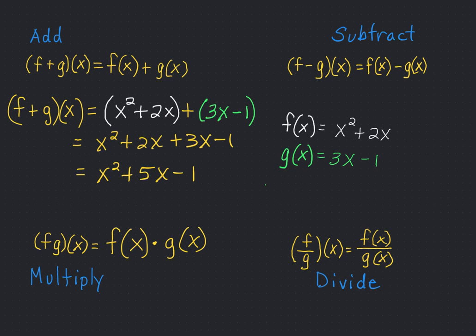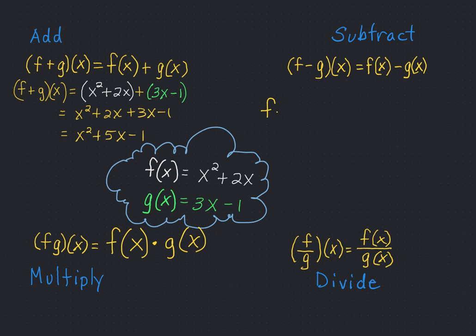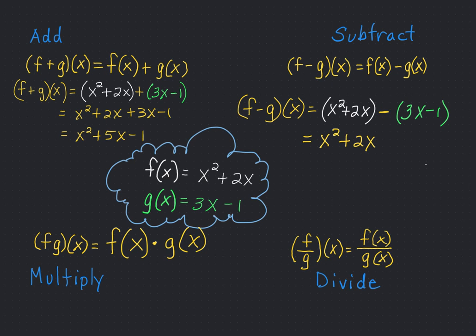Let's do some subtraction. So please remember which functions we are working with. We're working with the function f and the function g, and now we're going to do f minus g of x. That means I have x squared plus 2x minus, and I am subtracting the entire function g, 3x minus 1. Here is an example of where these parentheses come in handy because I have to distribute this negative to each term in the binomial. And now I can just combine like terms.